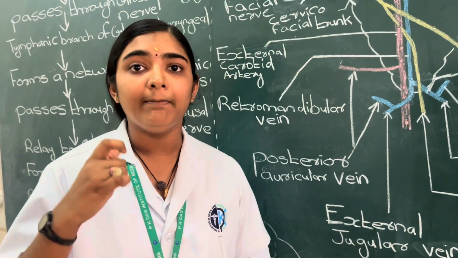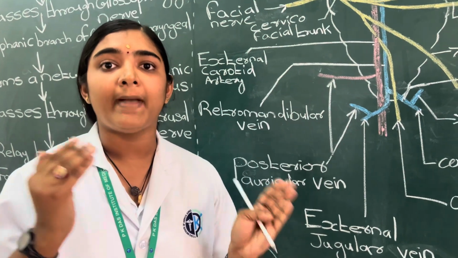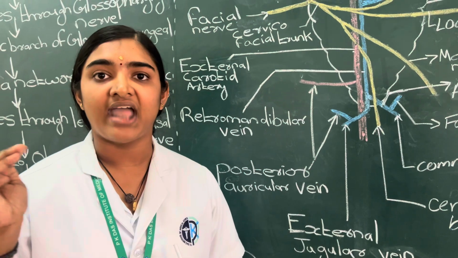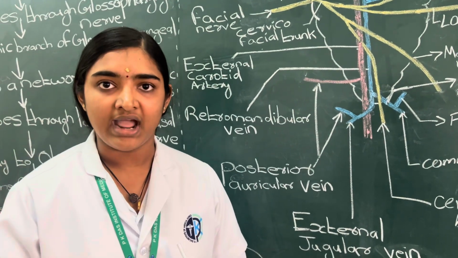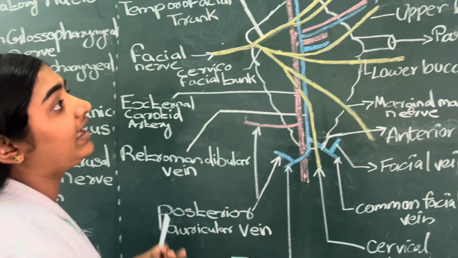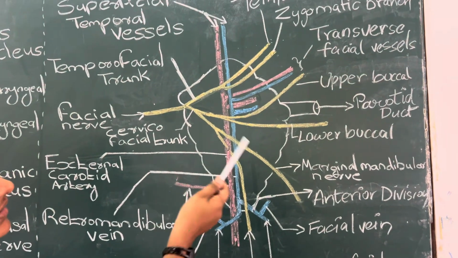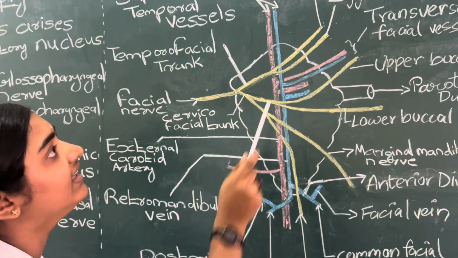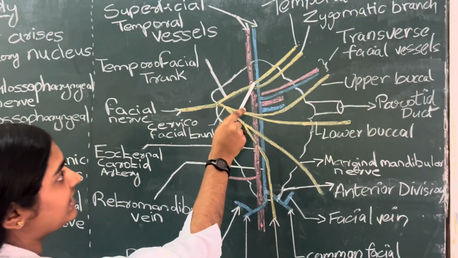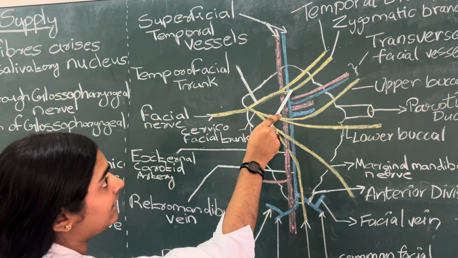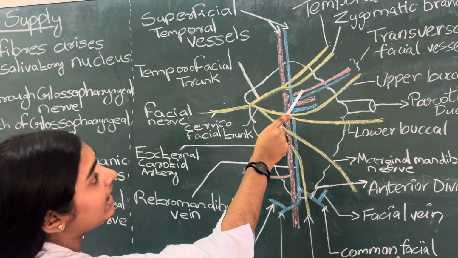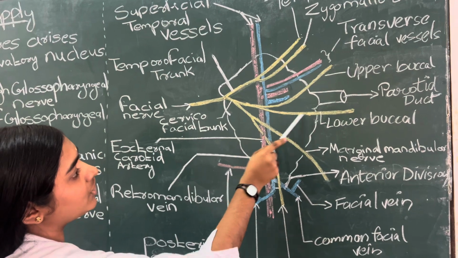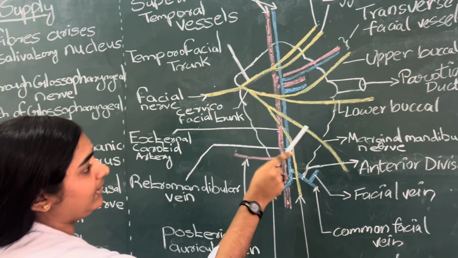Then which are the important structures that enter the parotid gland through the posteromedial surface? They are the facial nerve and its branches and the external carotid artery. Then the important structures that emerge out from the anterior border, from above downwards, are the temporal branch of facial nerve, zygomatic branch of facial nerve, transverse facial artery, upper buccal branch of facial nerve, parotid duct, lower buccal branch of facial nerve and marginal mandibular nerve.